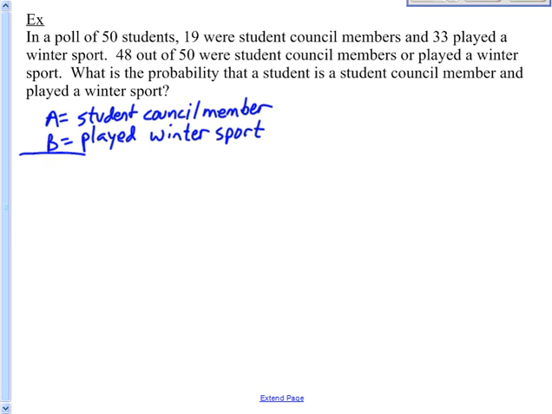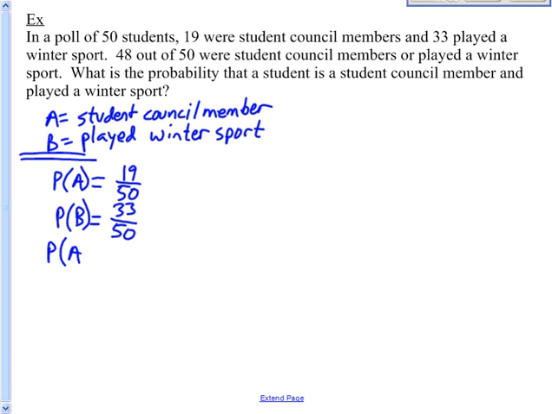All right, so let's write down what we know here. The probability that you're a student council member: in 50 students, 19 out of the 50 were student council members, right? And the probability that you played a winter sport is 33 out of the 50, right? Now there's going to be some intersection here, because 33 plus 19 is 52 people. So some people were student council members and played a winter sport. And they actually say 48 of the 50 were student council members or played a winter sport. So it's one or the other; 48 of the 50 did one or the other, okay?